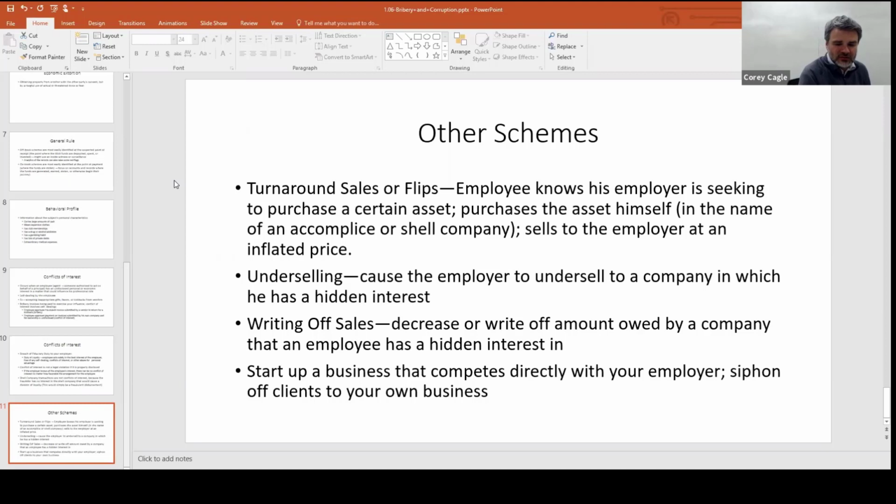Writing off sales, decrease or write off an amount owed by your company to your employer, right? It's like, hey, my company that he doesn't know about owes him money, but I have the power to just remove that, so I'm going to, so I no longer owe him anymore, right? Or start up a business that competes directly with your employer and siphon off clients to your own business. That would be a bad deal as well. So, all right. So that's bribery and corruption. Very much definitions and examples in that one. That's an easy one to study for.